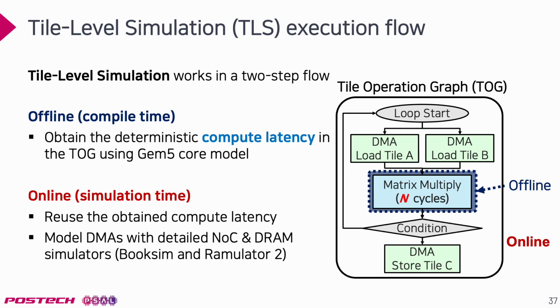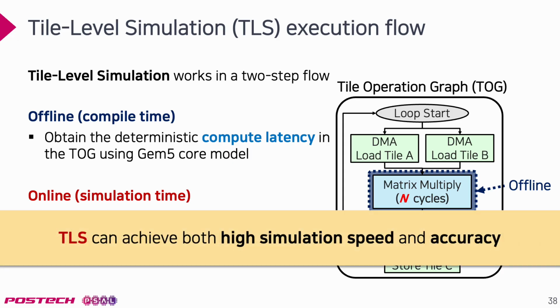Other things like the DMA operation have non-deterministic latency because of the contention with other cores, so we model them during the runtime in the simulation. And to properly generate the addresses for the DMA operations, we record the memory access pattern in the tile operation graph and use it during simulation. The shared resources like the NOC and the DRAM are cycle-accurately modeled by using simulators such as PyTorchSim and Ramulator 2. So by applying this method, TLS can achieve both high simulation speed and high accuracy.